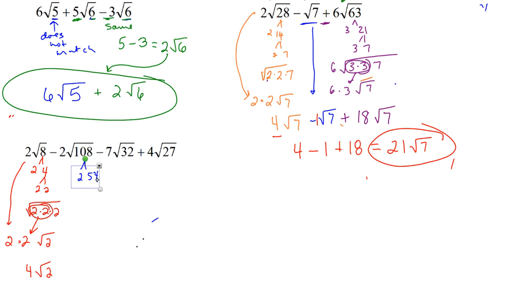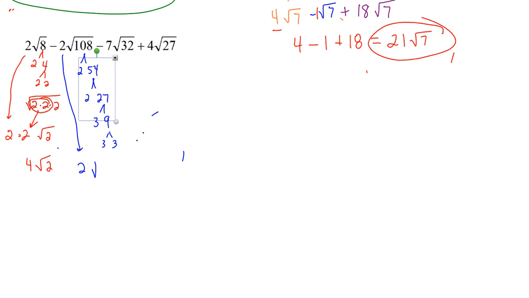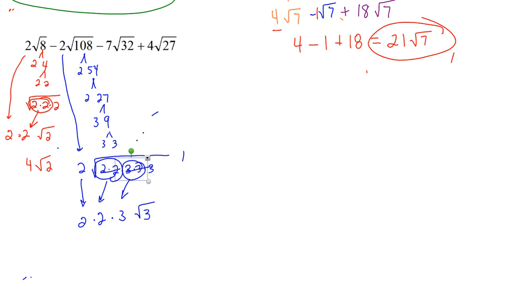Let's see. 254. Let's break this down. Alright. Looks like we've got, on the inside, 2, 2, 3, 3, 3. So we've got homies. 1 out, 1 dead. 1 out, 1 dead. And left over is a 3. And then don't forget the getaway driver. So this one's going to be 12 square roots of 3.